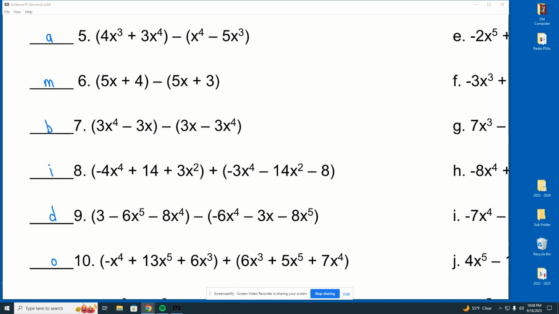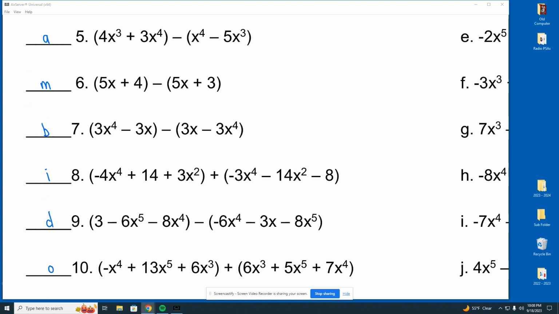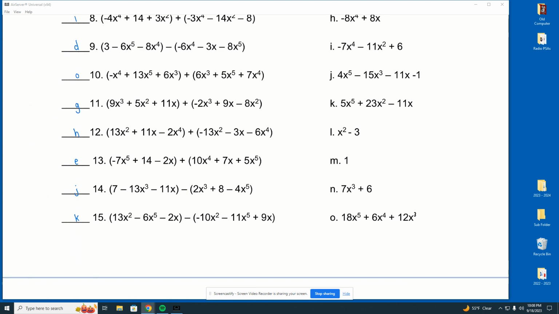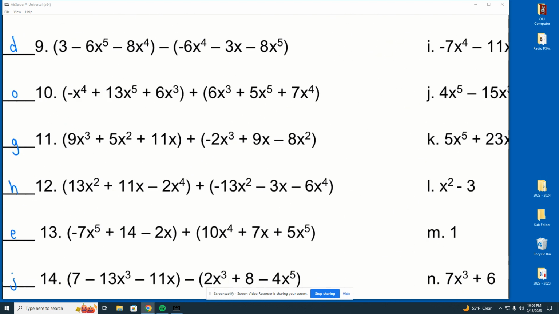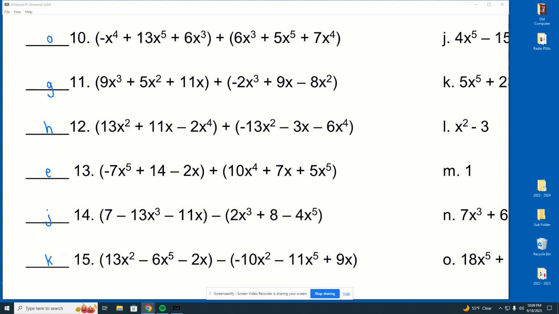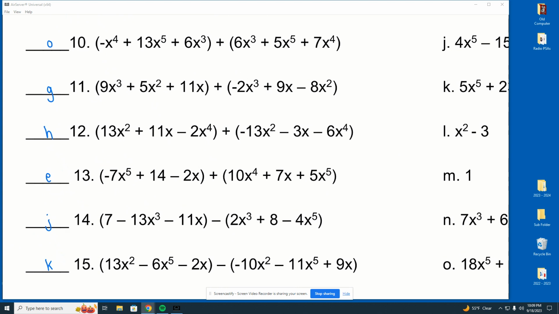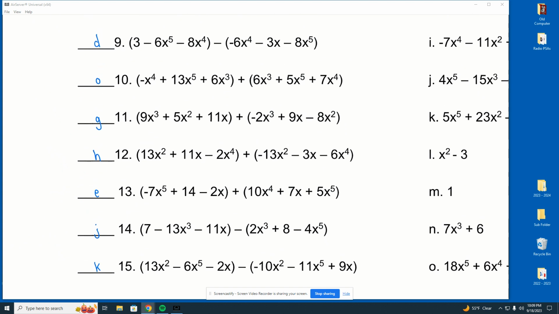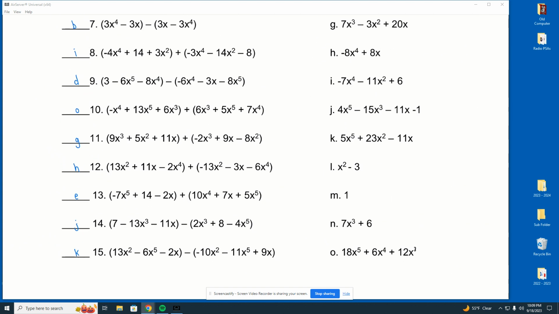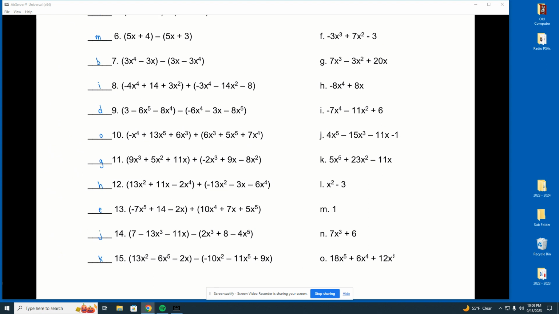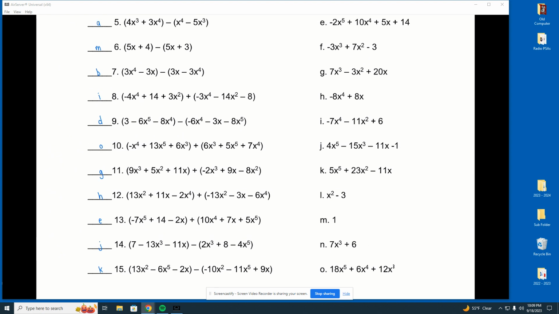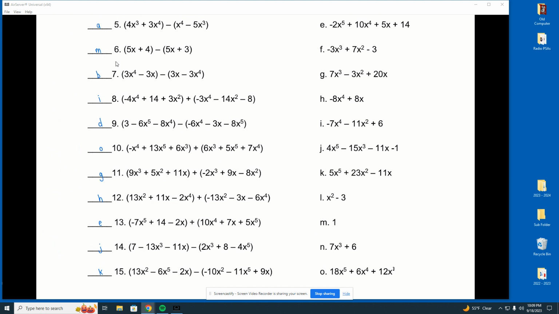But you're supposed to do numbers 5 through 15. So here's 5 through 10: A, M, B, I, D, O. Don't forget that O you were supposed to change to 12x cubed. And then, of course, you are also supposed to do 11 on through 15. So here those are G, H, E, J, K. Again, I have those worked out. Look at my key. If that doesn't work for you, then mark the ones that you had difficulty with, the ones that you did not get correct, and I promise you we'll cover those when I get back.